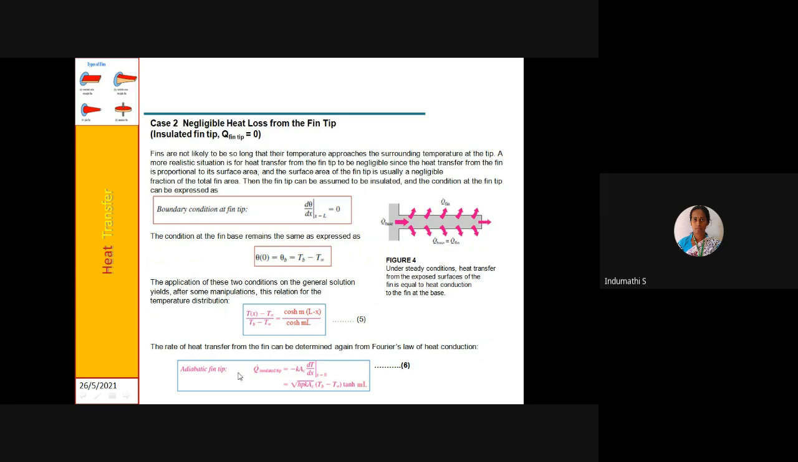Then the rate of heat transfer from the fin for that particular case 2: Q insulated tip is equal to minus kAc dT by dx at x is equal to 0, which can be written as square root of hp kAc times Tb minus T infinity times tanh mL.